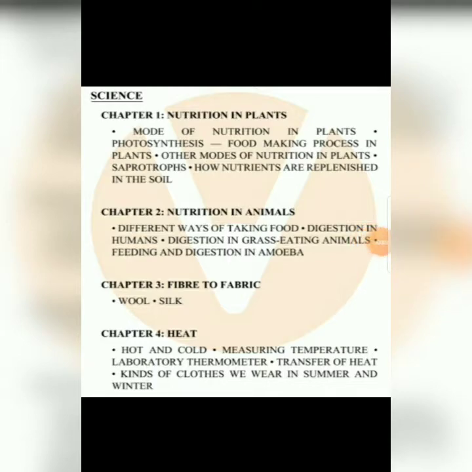Now let us discuss the subtopics in the given chapters. So chapter number 1 is nutrition in plants. The topics in this chapter are mode of nutrition in plants, photosynthesis, food making process in plants, other modes of nutrition in plants, saprotrophs, how nutrients are replenished in the soil. Chapter number 2, nutrition in animals. The subtopics are different ways of taking food, digestion in humans, digestion in grass eating animals, feeding and digestion in amoeba. So these are the topics.